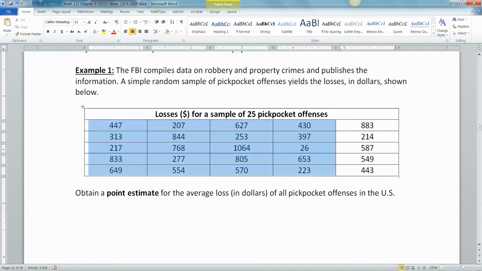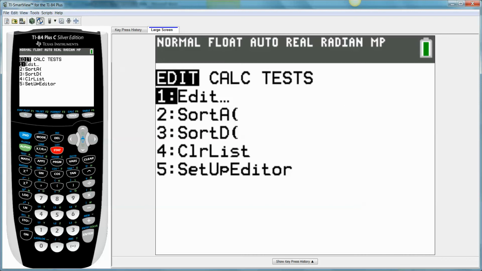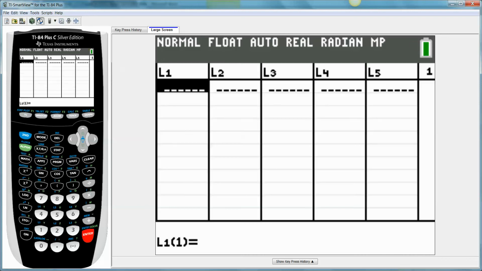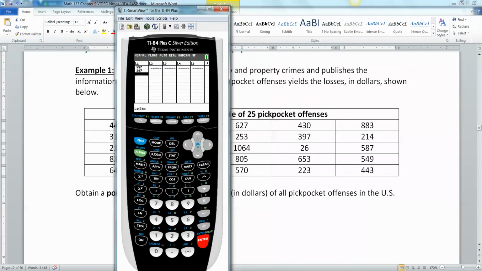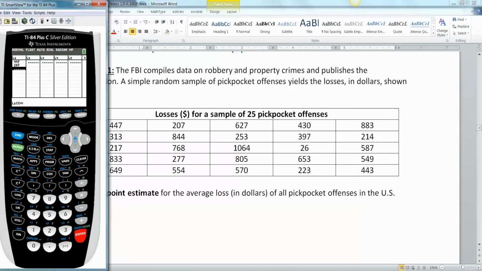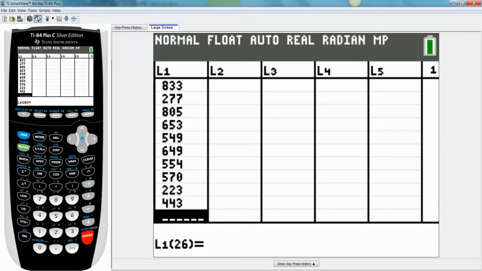So we need to be able to find x bar for these data, so let's go to stat, edit, and we're going to enter that data in. So let me make this smaller. There it is. All right, so 447, 207, and so on. I'm going to pause here and type in all these numbers. All right, they're all typed in. There they are. So there's the data right in there.